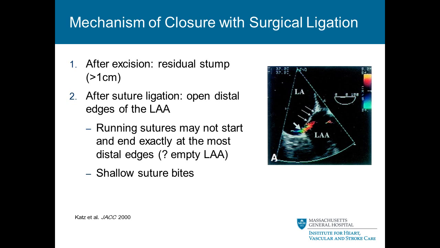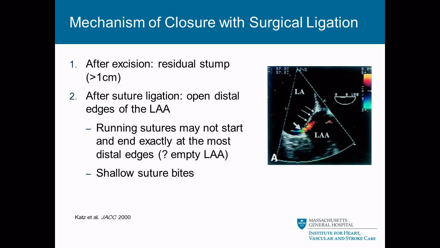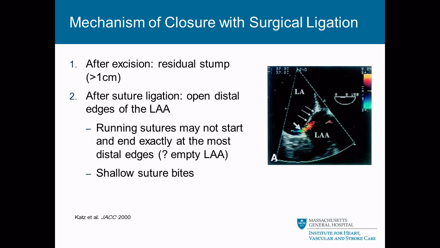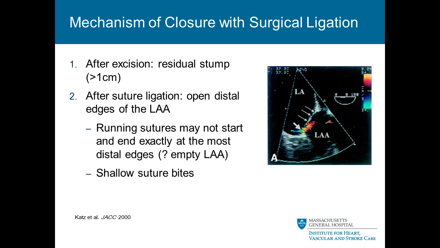Also, if the sutures placed are shallow, if they are not deep, because of concerns of hitting the circumflex artery, they can lead to dehiscence and the occurrence of leaks. This is an example of incomplete closure with surgical ligation, and as I just mentioned, the leak is usually towards the end of the appendage, which we see over here.